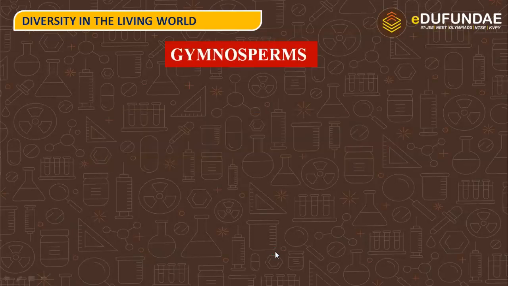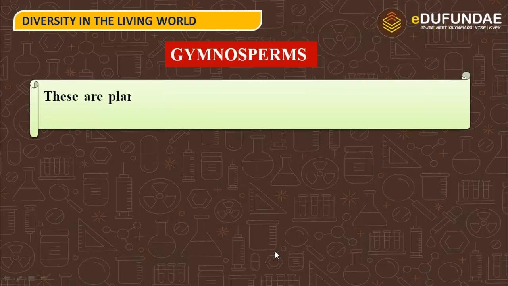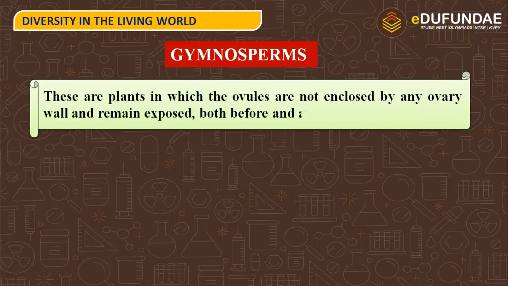So what are gymnosperms? These are the plants in which the ovules are not enclosed by any ovary wall and remain exposed both before and after fertilization. So when we talk about gymnosperms, basically they are the seed producing organisms. Now if the seeds are produced, the seeds are naked. That means they do not have a covering.